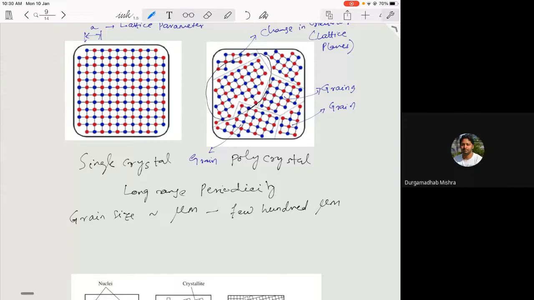Yeah, then in that case, it will look like the picture here, no? So if you are keeping the lattice parameter same, and you are also keeping the same orientation, right? Sir, but there will be no bond between them, no? The two multiple single crystals.